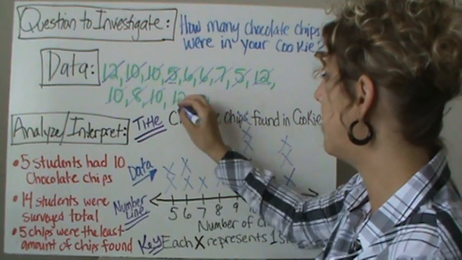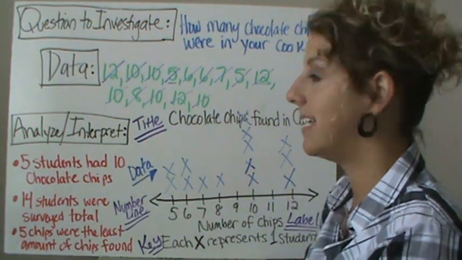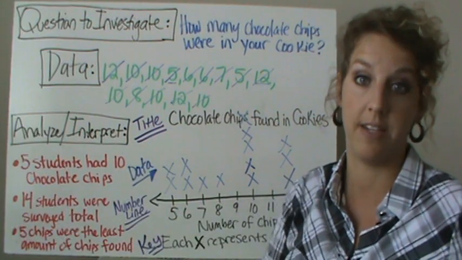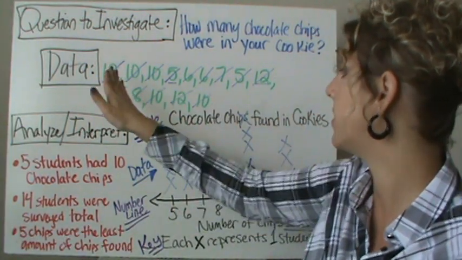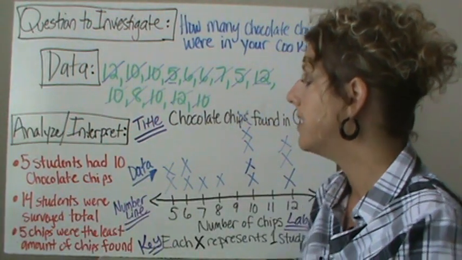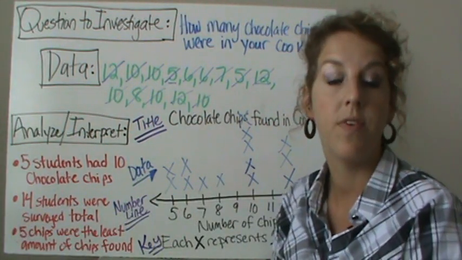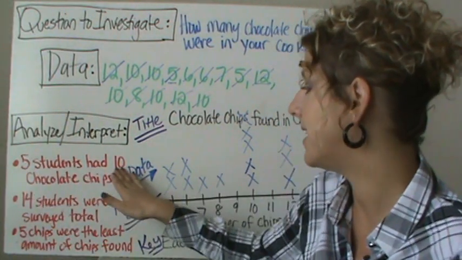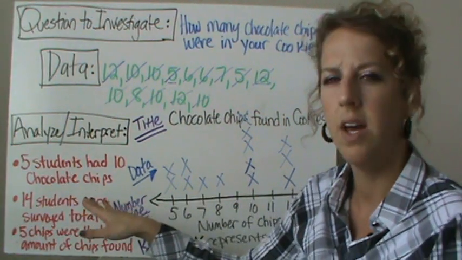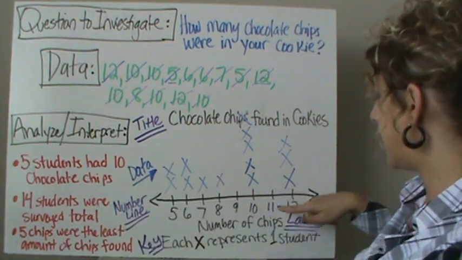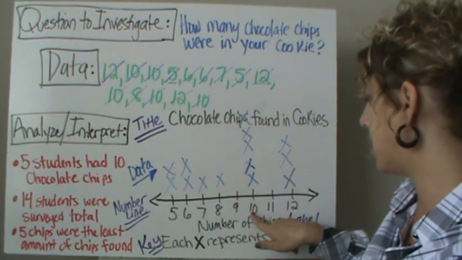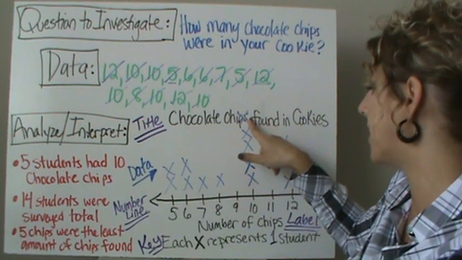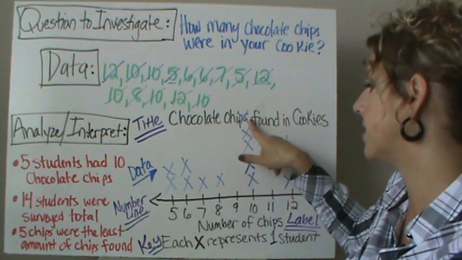Okay, so now it's time to analyze and interpret the data. You want to make sure that this is the point where you check that your data is correct. We've already checked off each student's data. So let's see some different sentences or phrases we can figure out just from looking at this line plot. We can see that 5 students had 10 chocolate chips. Okay, let's look closer. We see the number of chips, 10 chocolate chips, and 1, 2, 3, 4, 5 students had those 10 chips.